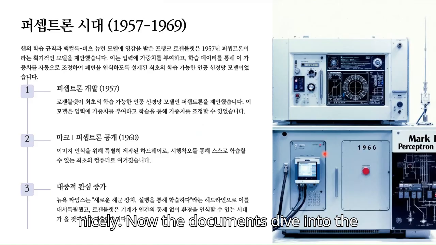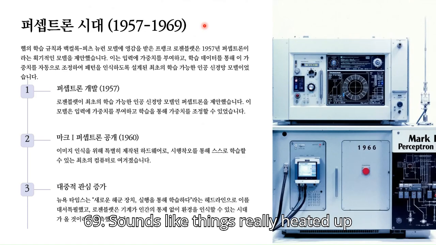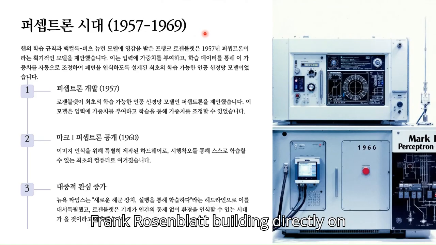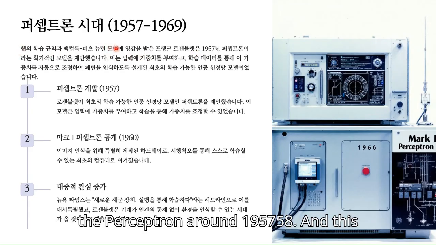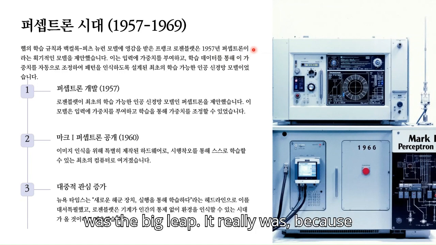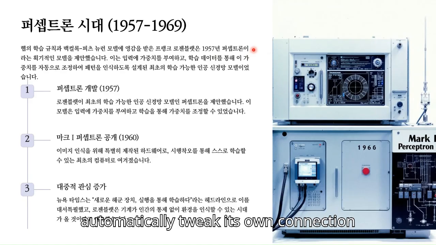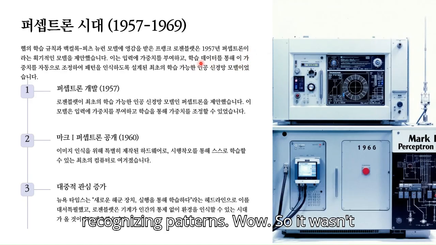Now, the documents dive into the perceptron era, 57 to 69. Sounds like things really heated up then. Oh, definitely. Huge excitement. Frank Rosenblatt, building directly on McCulloch, Pitts, and Hebb, comes up with the perceptron around 1957, 58. And this was the big leap. It really was, because the perceptron was the first model that could actually learn. It could automatically tweak its own connection weights based on data to get better at recognizing patterns.